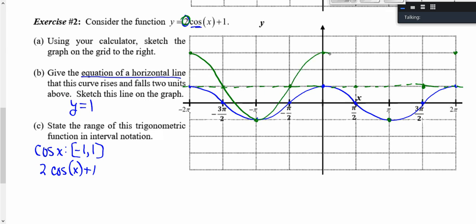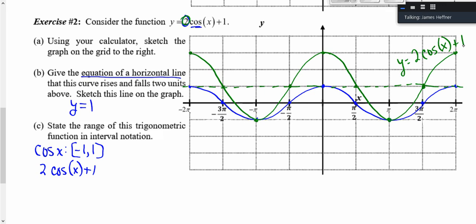Okay, so what do you notice? This graph shifted up 1, and then we doubled the amplitude, right? So here would be our y equals 2 cosine x plus 1.